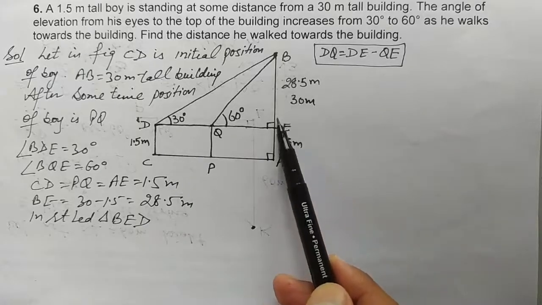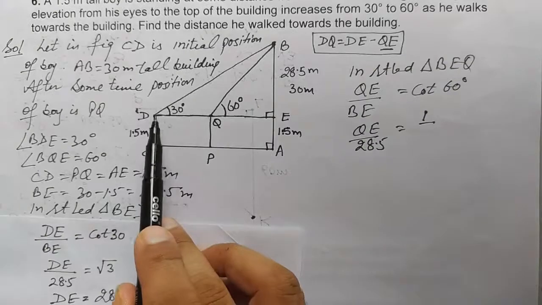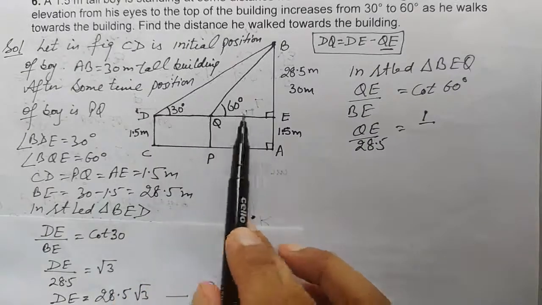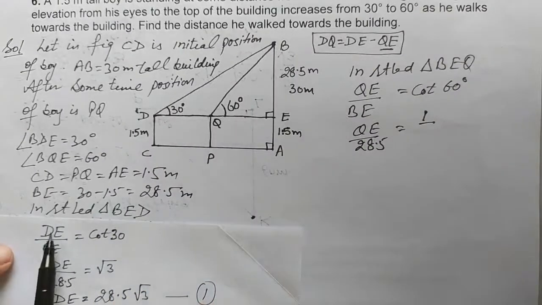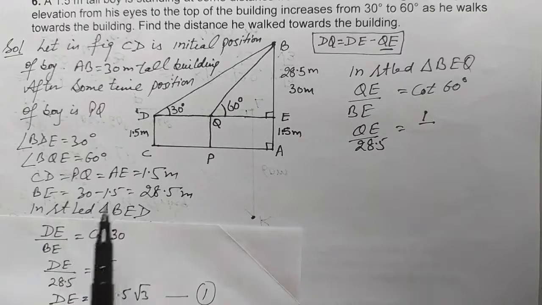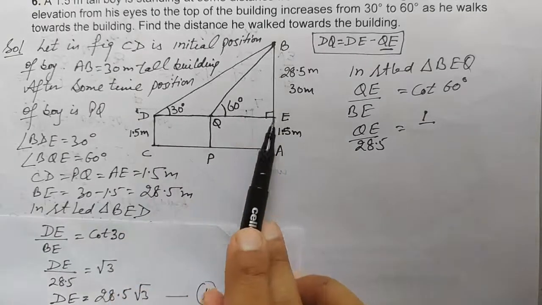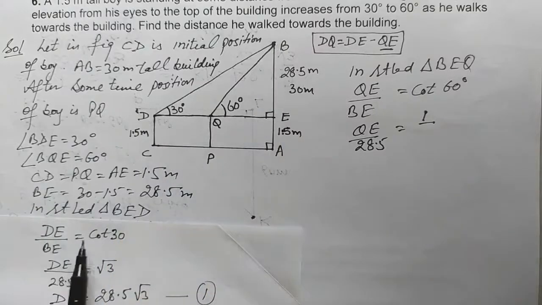So BE is 28.5. DE is to be found out and BE is given. So DE over BE is equal to, see here, base over perpendicular, that is cot of 30 degree. Now DE over BE, 28.5, is equal to cot 30, which is root 3. So DE becomes, now cross multiply, 28.5 root 3. This is equation number 1.